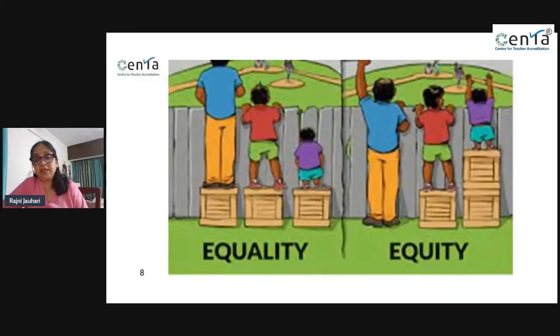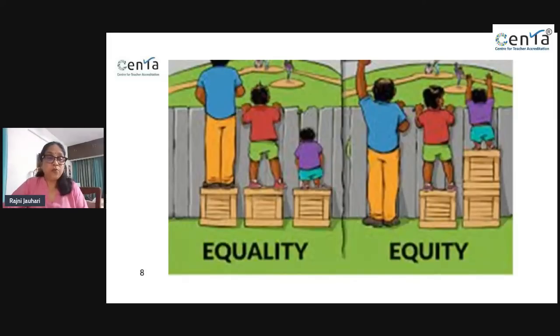Whereas in equity, the tall boy didn't need a stool, so he was not given one. The second boy, yes, he needed a stool, so he remains there, because his head is above the fence and he gets the view of the whole stadium. Whereas the little one who was seeing through the slit now has the second stool and gets a complete vision of that field, which is much better. So I think that is the change that we all have to look at.